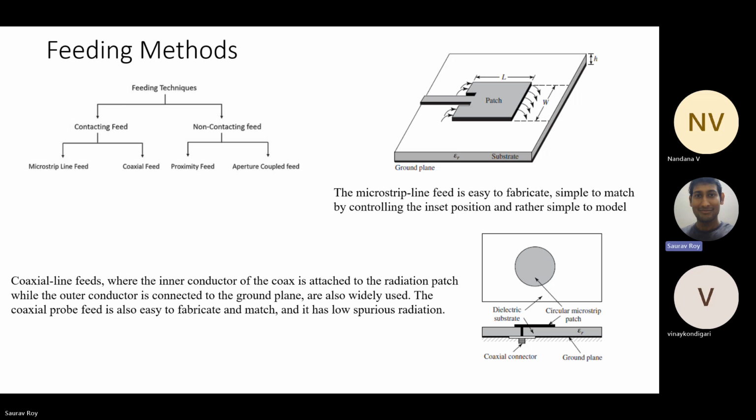Through that, the central conductor of the coaxial connects through the substrate to the top layer of the patch. I think this should be clear from the right side picture, bottom right. The top side is a circular microstrip patch. This is the top layer, and the bottom layer is ground. So you have to connect your coaxial connector in the bottom layer.